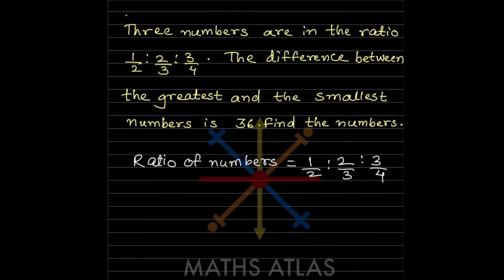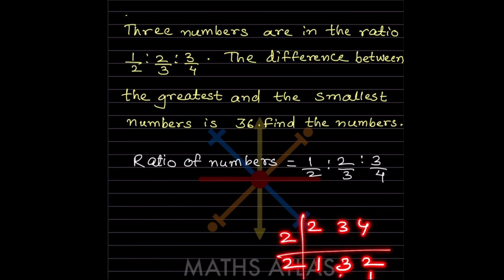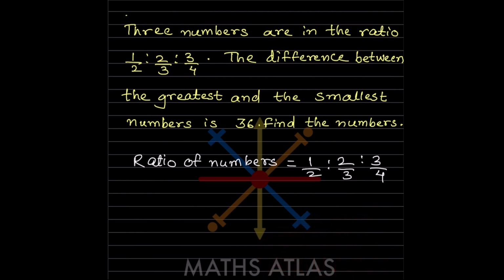We are going to take the LCM of that. I'll do the LCM roughly over here. So here 2, 3 and 4, the LCM is going to be: 2 ones are 2, 2 twos are 4, 2 threes are 6, and 6 twos are 12. So what are you going to write here?